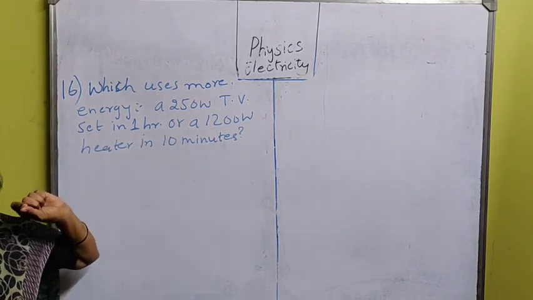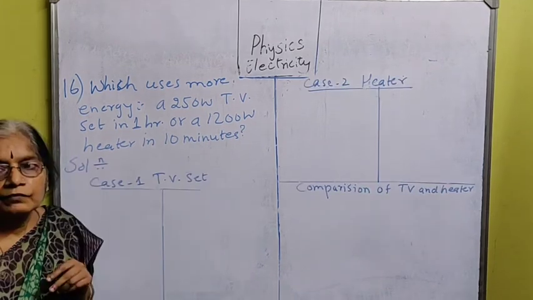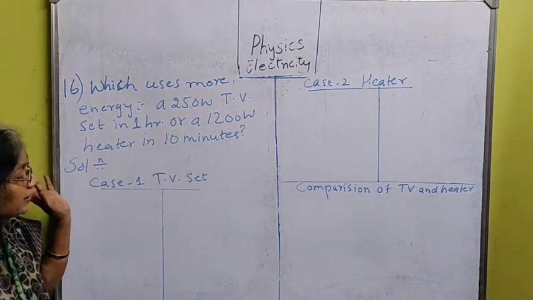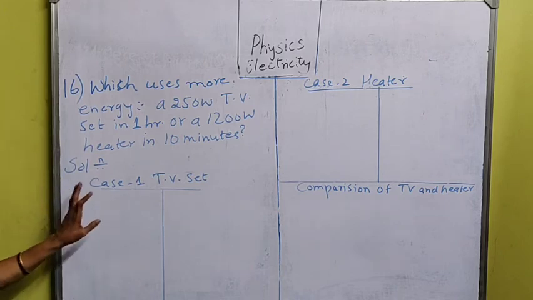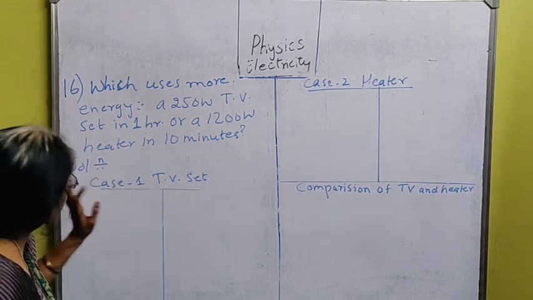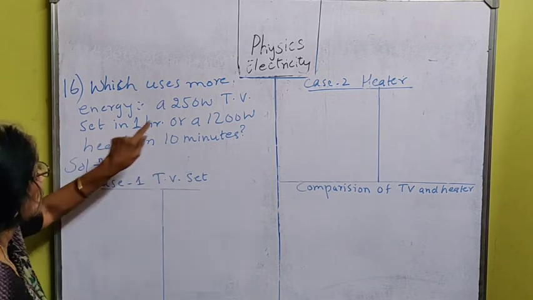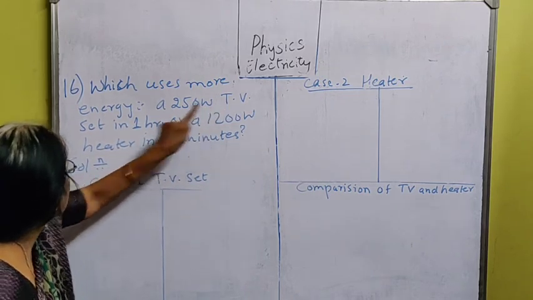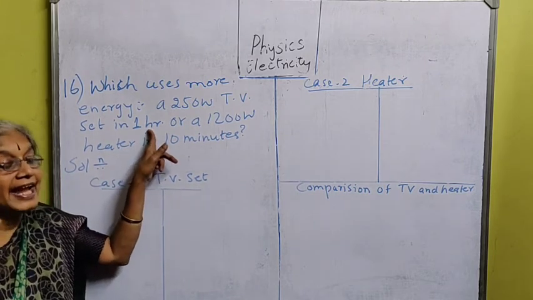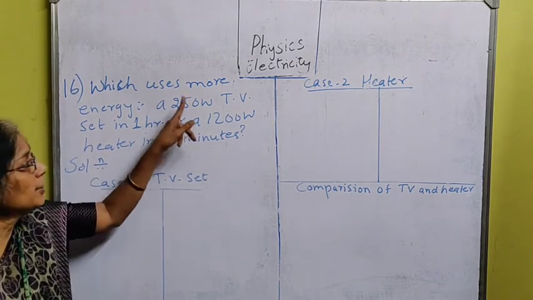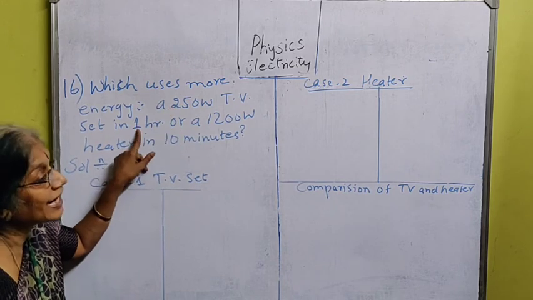So understood what the sum is? So we will start solving the 16th problem. What we have to do over here? See, we have to find. So in first case, TV set is given. 250 watt TV set in 1 hour. So you have to find out what is the energy used by 250 watt TV in 1 hour.